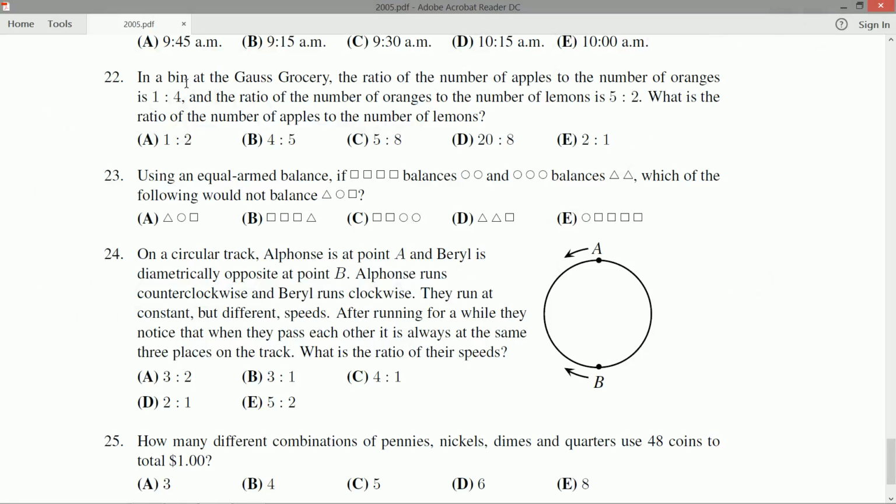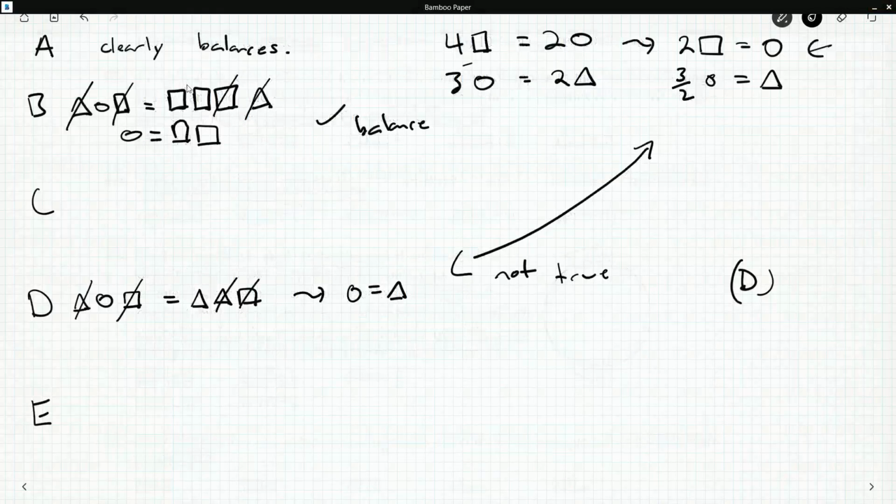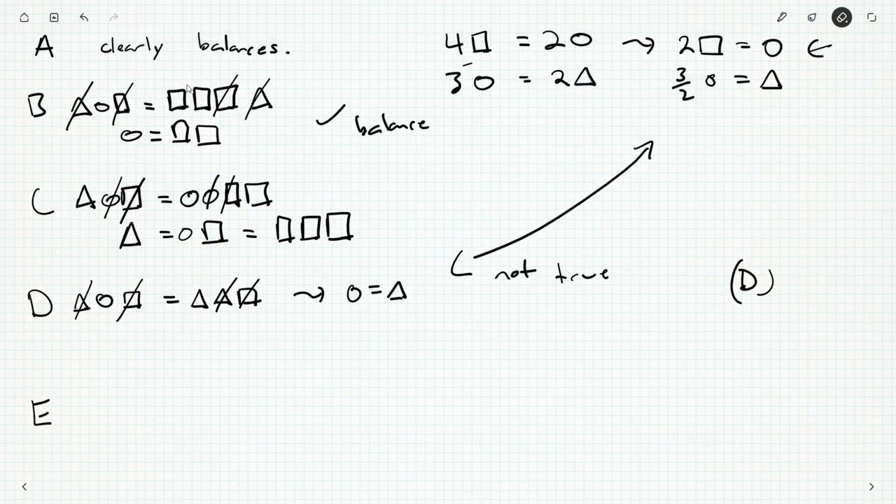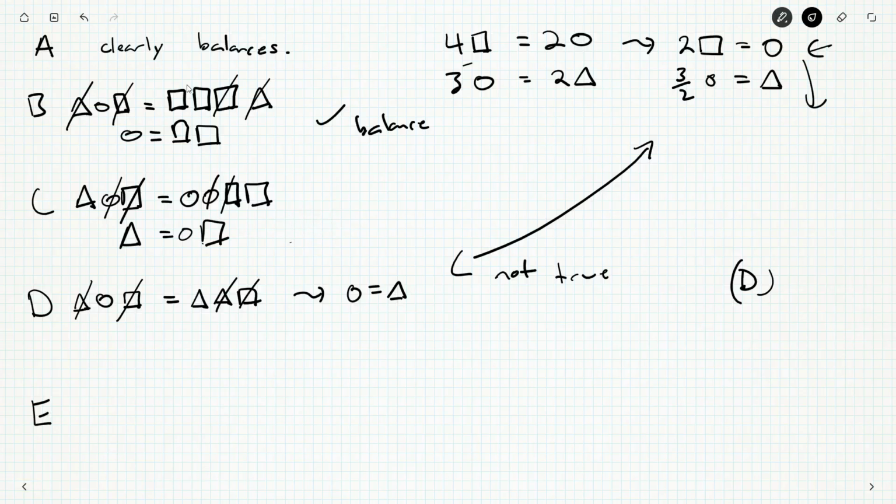All right, what was C? 2 squares and 2 circles. So 2 squares and 2 circles. Let's eliminate the things that we already know equal each other. So now 1 triangle, does that equal a circle and a square? Well, a circle is 3 squares. Actually, probably a better way to do this would be to change the square into half a circle. So this one also means that if we divide by 2 again, 1 square is half a circle.